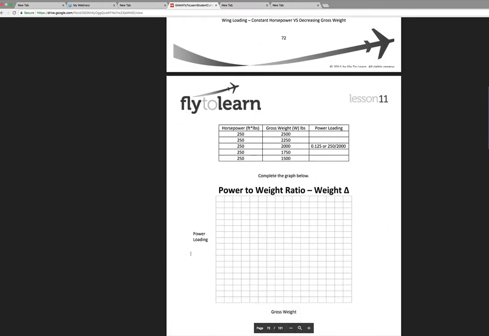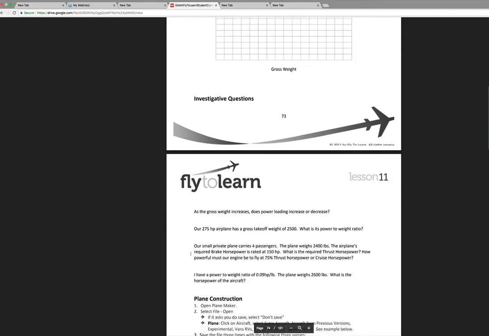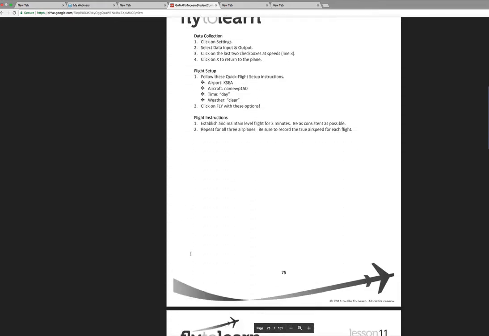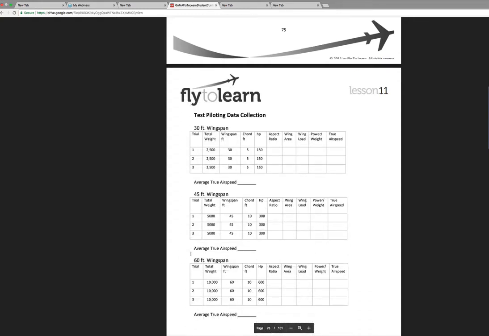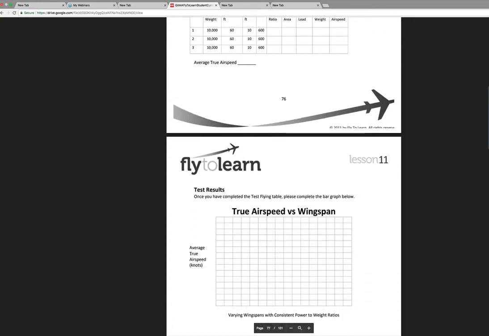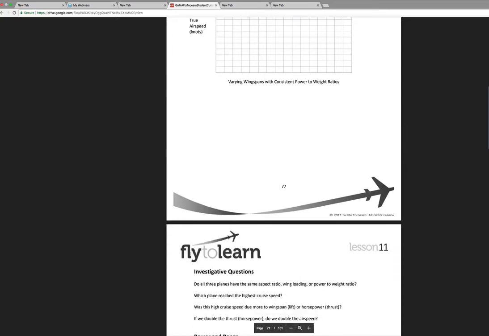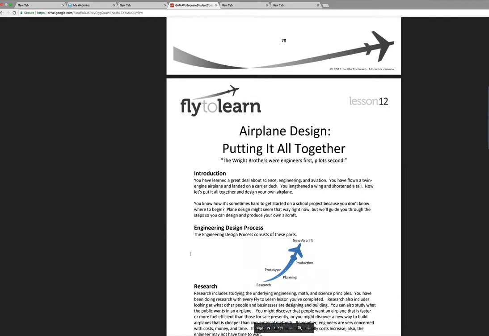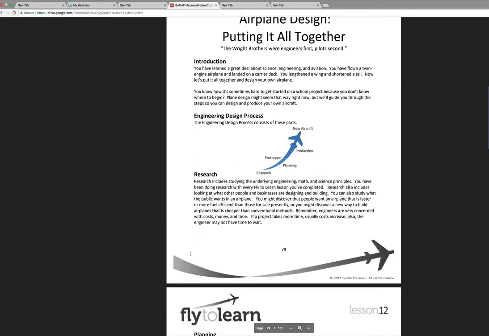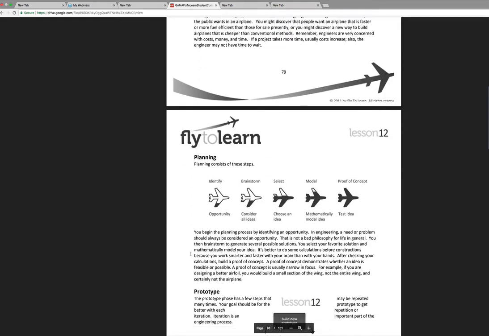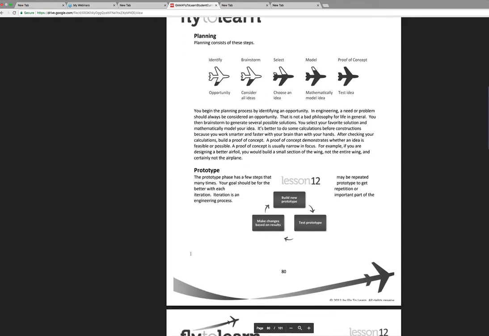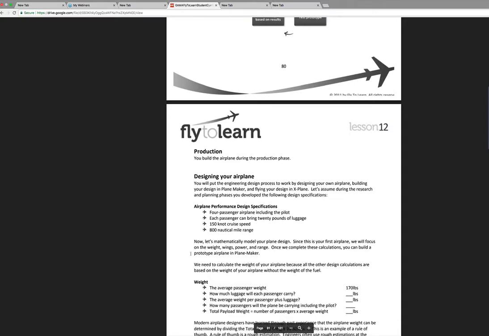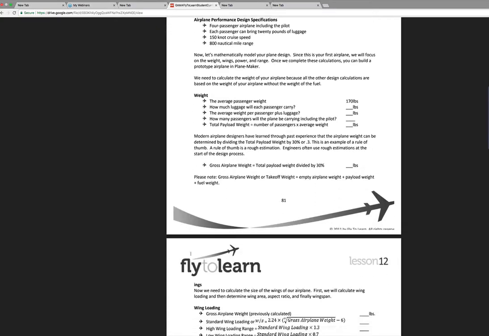And then after looking at power loading and what it does to flight performance, we then go on to the next lesson, which, Lord, you can literally go through the design process of designing a simple airplane. The idea of iterating, the idea of here's a plane and we can do all these calculations on it.